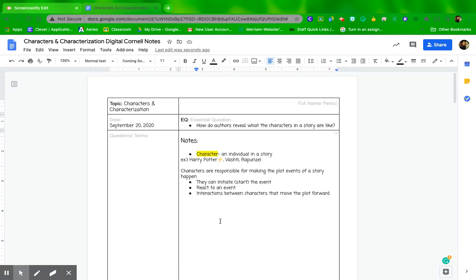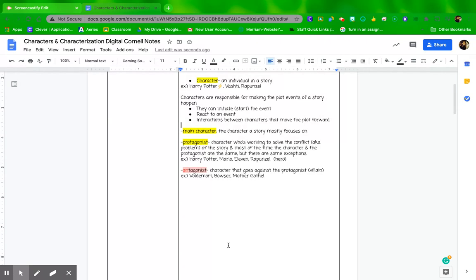They can react to events. So in the movie Tangled, Rapunzel reacts to various challenges that she encounters on her way to meet her parents. Or the plot can develop through interactions between characters that move the plot forward. So Rapunzel's interactions with Flynn Rider help to move the plot forward as well.